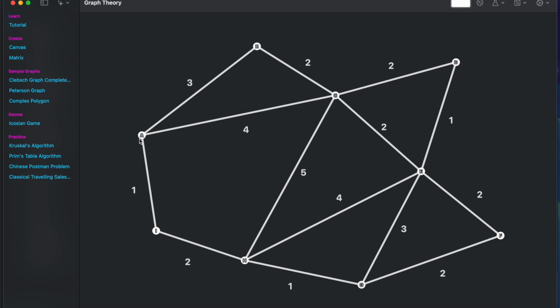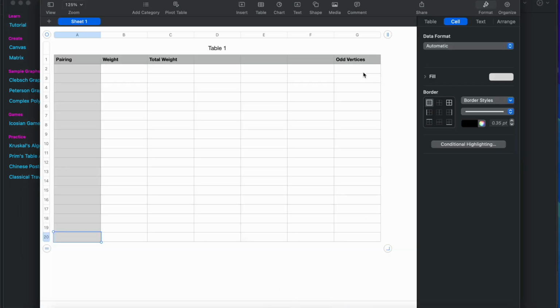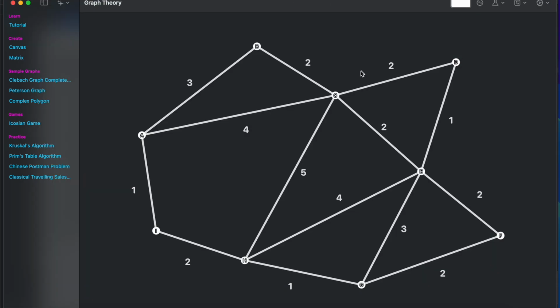The first thing that we're going to do is count all of the odd vertices and then consider every possible pairing of the odd vertices. So let's start with vertex A. Vertex A has 3 edges that are attached to it, meaning that vertex A has odd degree. So I'm going to make a list of my odd vertices, starting with A.